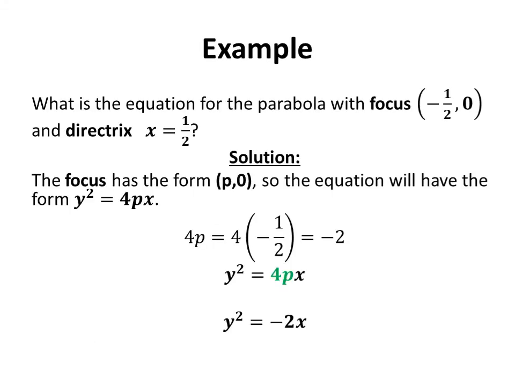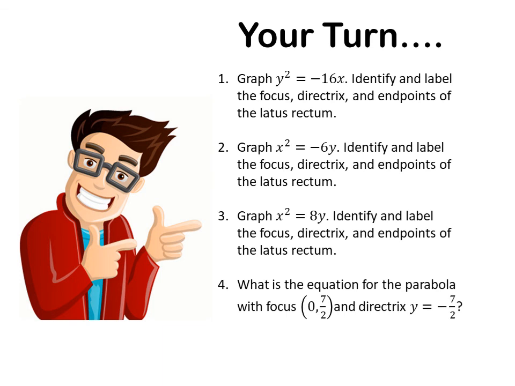Example: what is the equation for the parabola with focus (negative 1/2, 0) and directrix x equals 1/2? Solution: the focus has the form (p, 0), so the equation will have the form y squared equals 4px. Multiplying 4 with p, we have 4p equals negative 2. Substitute 4p equals negative 2 into the standard equation. We have the equation for the parabola y squared equals negative 2x. Try each of the given equations. Watch the next video on graphing parabolas with vertices not at the origin.